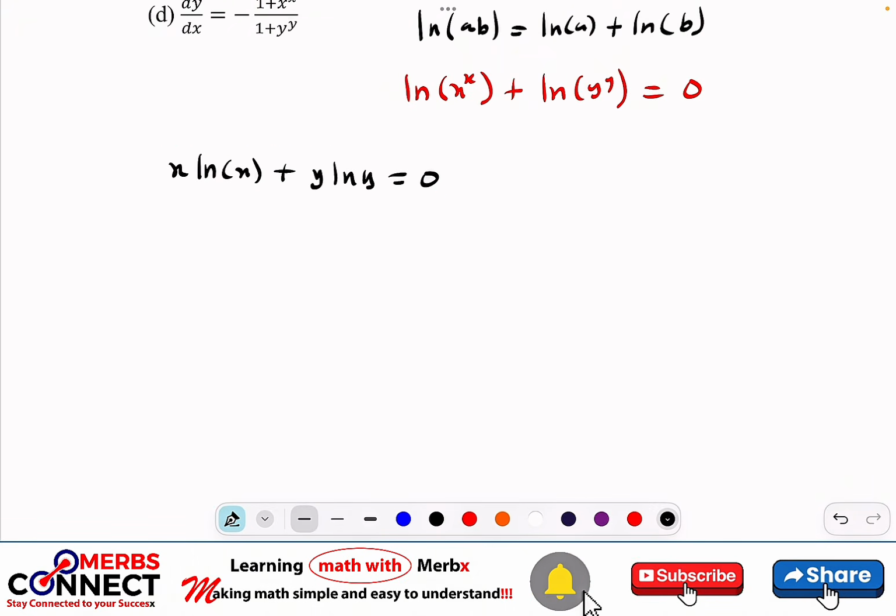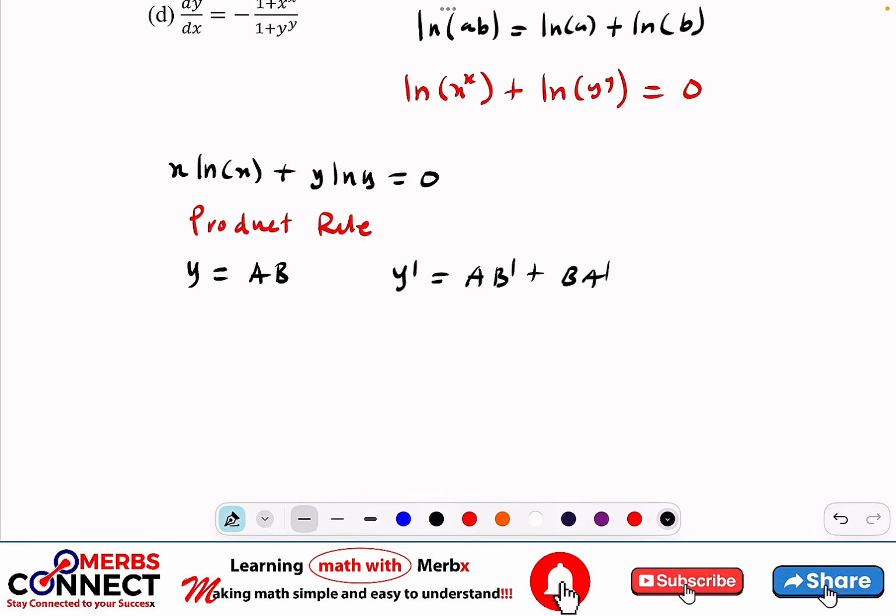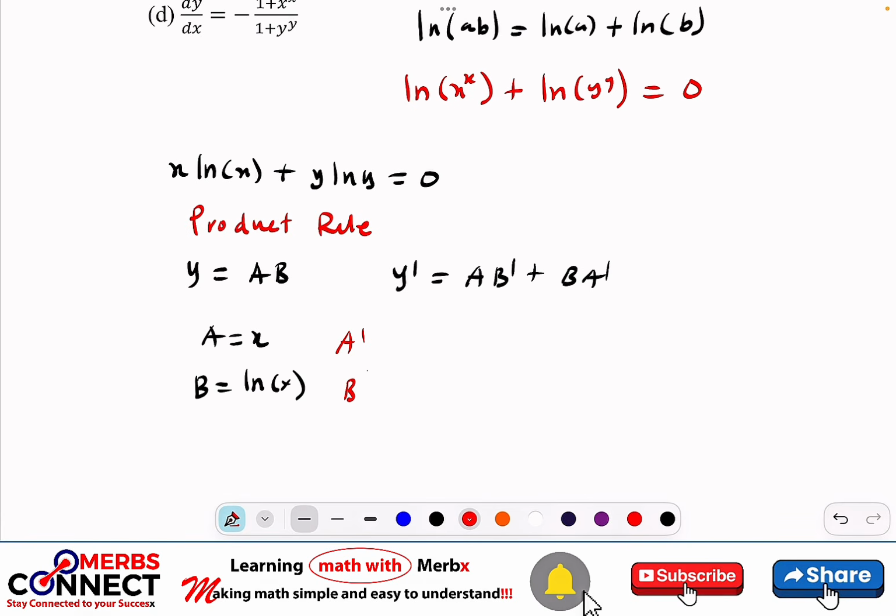Okay, so now we can use the product rule here because the functions are multiplied. So we use the product rule. Now, how do you use the product rule here? Product rule is if I have y, which is equal to AB, then y prime is going to be A B prime plus B A prime, right? So let me compare this to this. So I can assume that my A is equal to x and my B is equal to the natural log of x. So I need A prime and I need B prime.